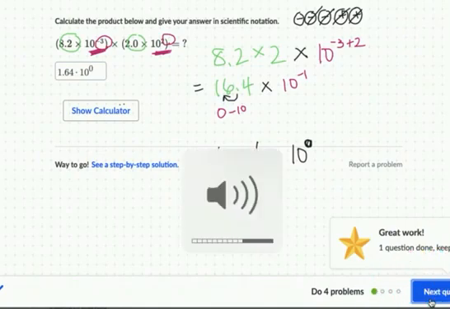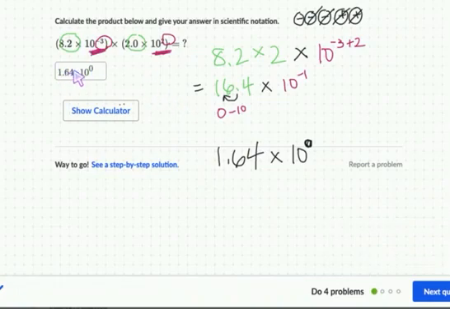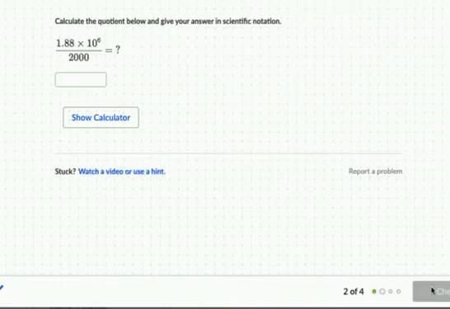Okay. So that's the only tricky part about these problems. You have to put it in actual scientific notation. If I had kept it at 16, oh, well, it's not even going to let me. But if I had kept it at 16.4 times 10 to the negative first power, it would have said it's not in scientific notation. Let's try another one. Go ahead and pause your video and try this one on your own.